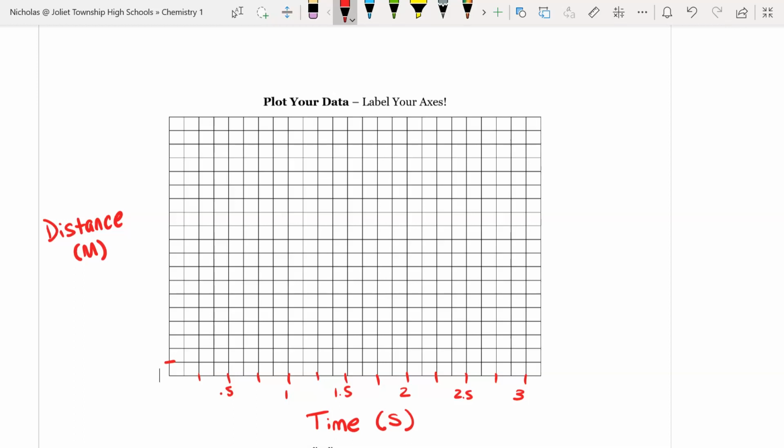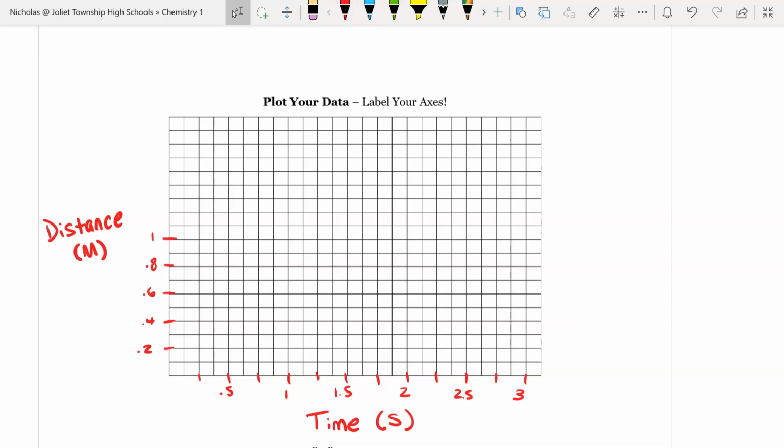Actually, let me do it this way. I'm going to skip 2 boxes, and each one will be 0.2. So that's 0.2, 4, 6, 8. That would be 1 meter. So this is 0.2, 0.4, 0.6, 0.8, and then 1. I could keep going. Like I said, you want to try to evenly space them out and have it take up as much space as possible.